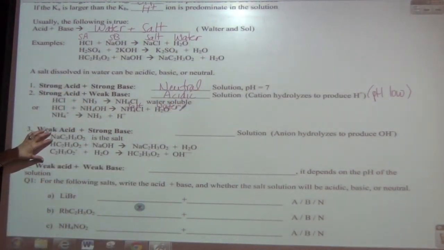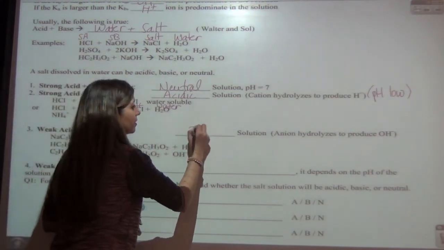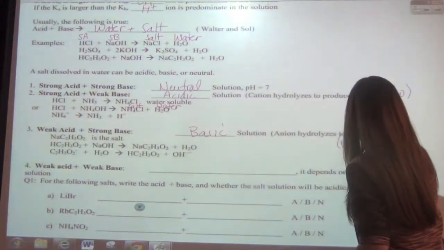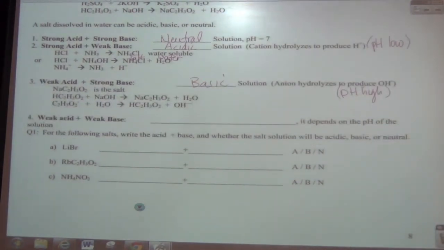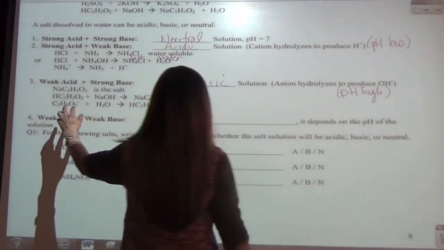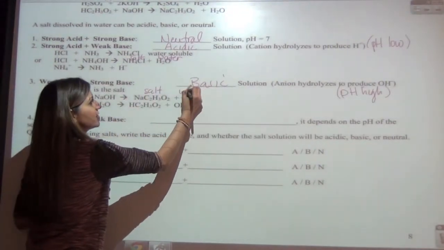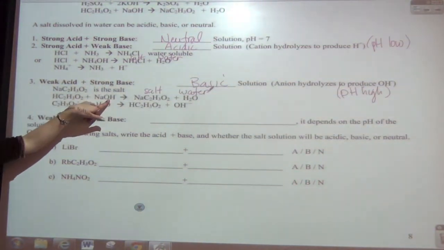So now we've got a weak acid plus a strong base. If you have a weak acid with a strong base, now you have a lot of hydroxides in your solution in excess, which means that your solution is going to be basic, meaning that your pH is high. You would expect a high pH at the equivalence point. So in this case here, we still have our salt and we still have our water. Okay? So this is our weak acid with our strong base.